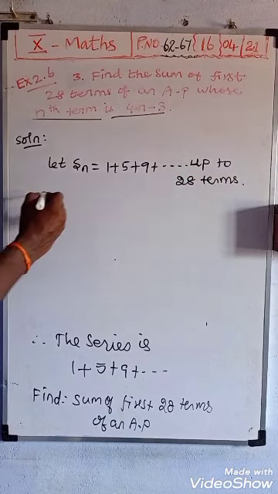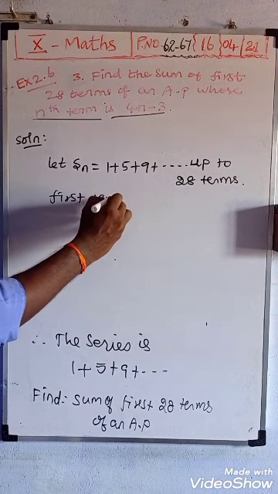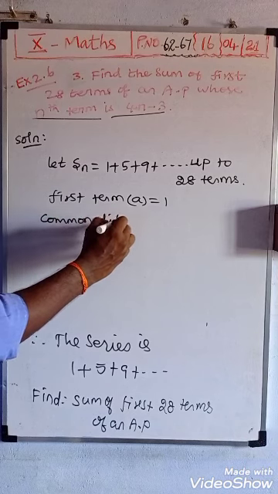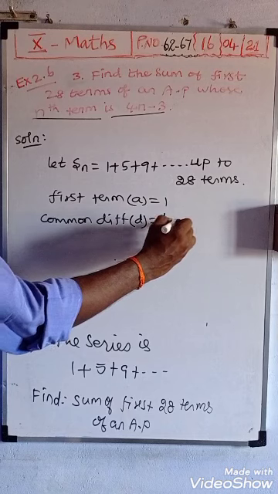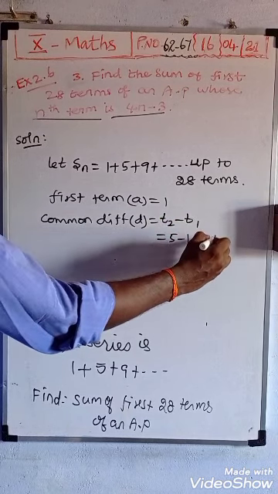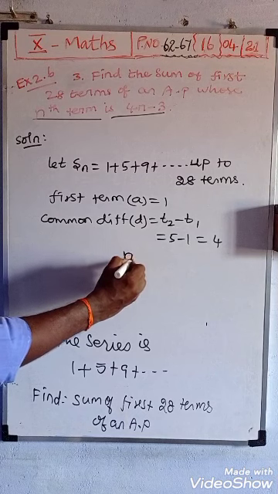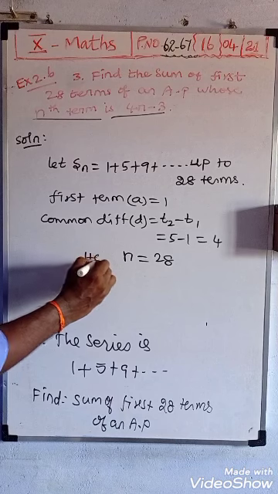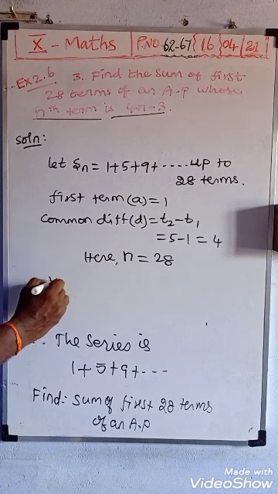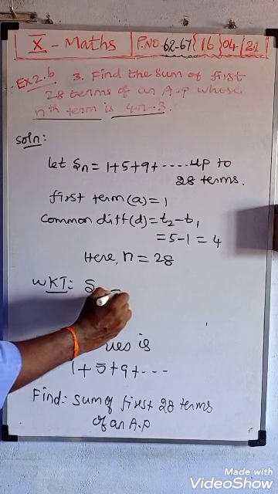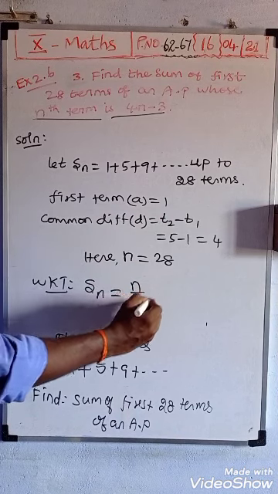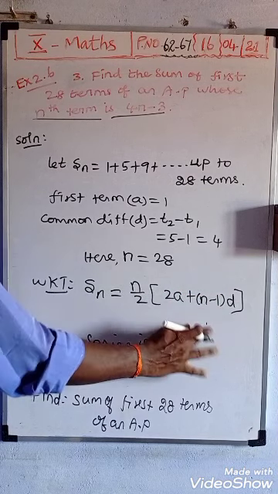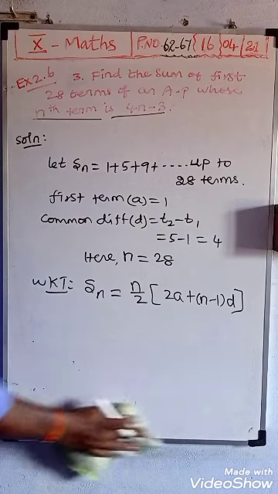For that, what is the first term? First term a is equal to 1. Then common difference is second term minus first term, so T2 minus T1, 5 minus 1, we receive 4. Then here n is equal to 28. We know that the sum of terms is Sn is equal to n by 2 into 2a plus n minus 1 into d. This formula we want to use.